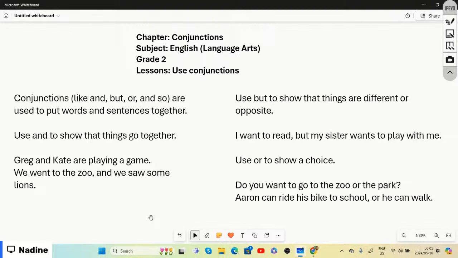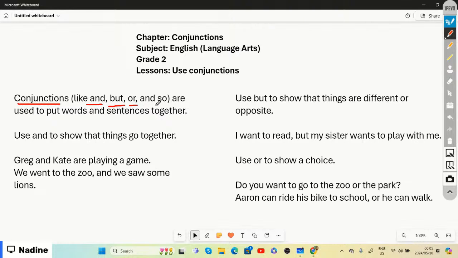All right. So, conjunctions, right? Conjunctions are words like and, but, or, and so, right? And conjunctions are words used to put words as well as sentences together.